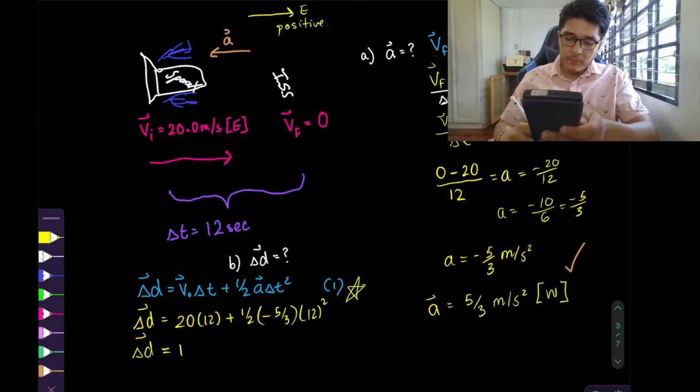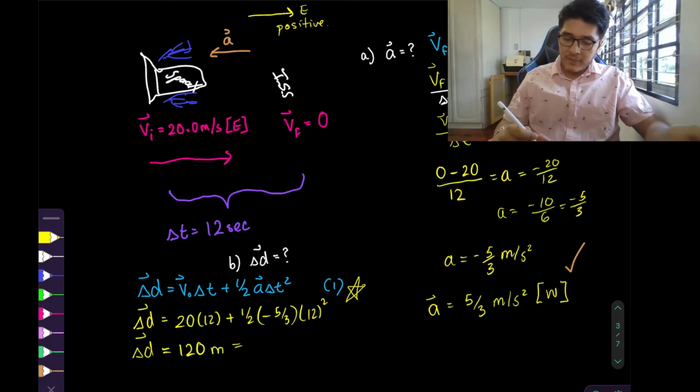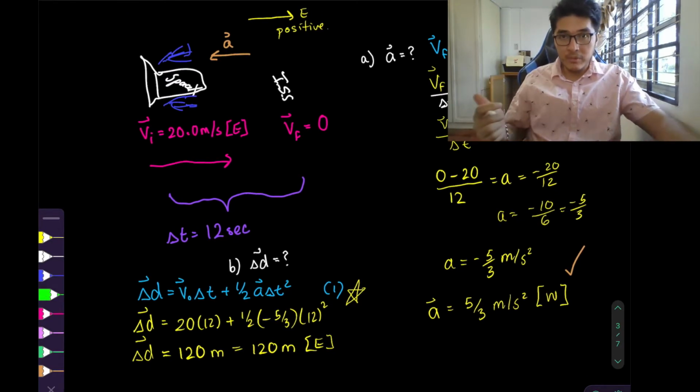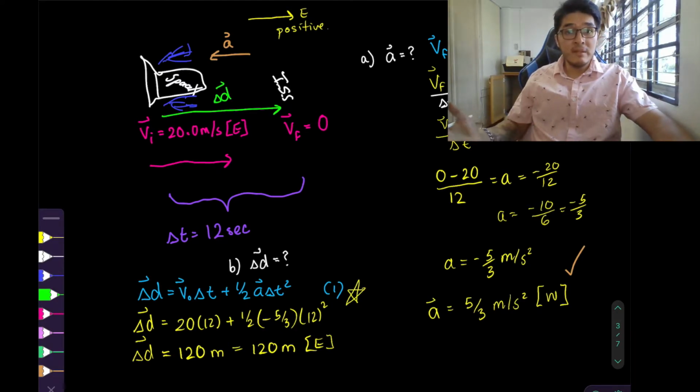My displacement, we get a positive value, 120 meters. And because we got a positive value, this is 120 meters east. Which makes sense because the rocket was moving to the right, so the displacement should be east, which is to the right. And it was about 120 meters. I'm not sure if that seems reasonable because we're talking about space scale. Could be right, but it looks correct.